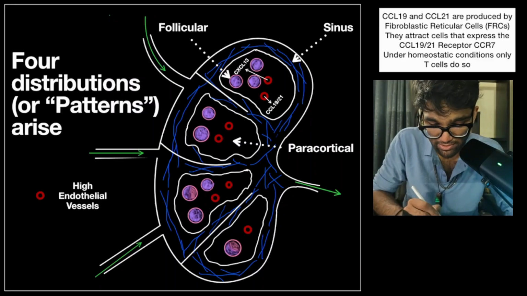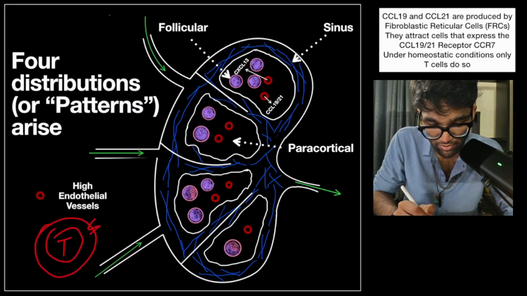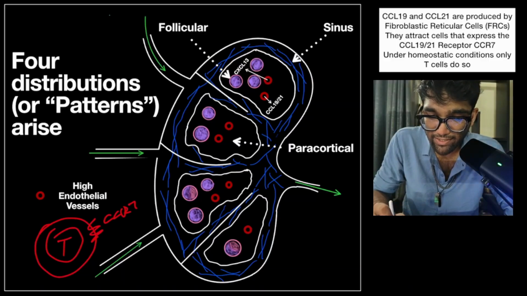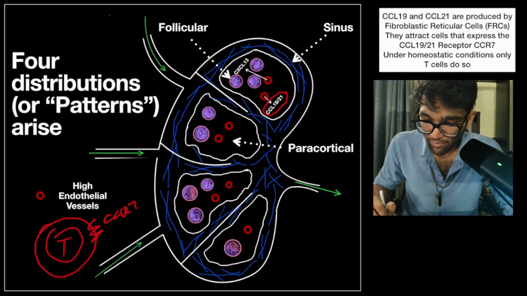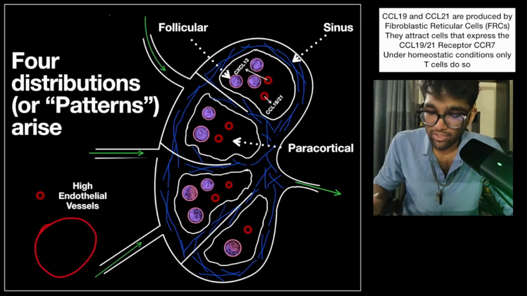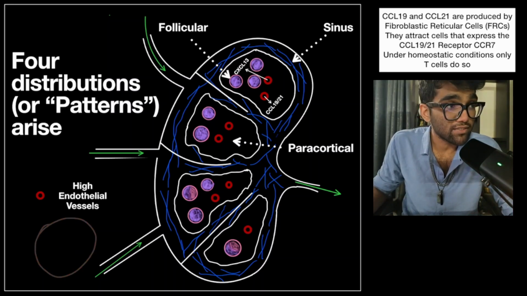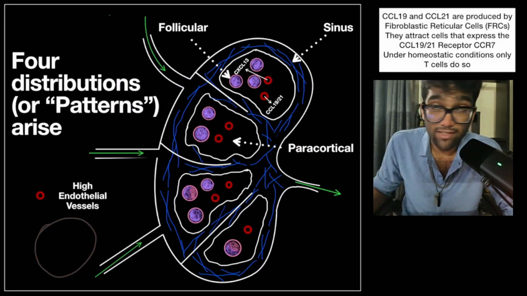Okay, so T cells have a receptor on their surface. This is a T cell. They have a receptor on their surface. This is the CCR7 receptor. So they get attracted towards the paracortex because of CCL19 and 21 production there by this particular cell. It is your fibroblastic reticular cell.